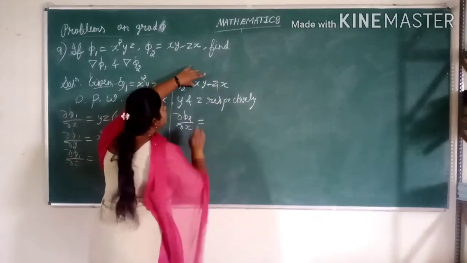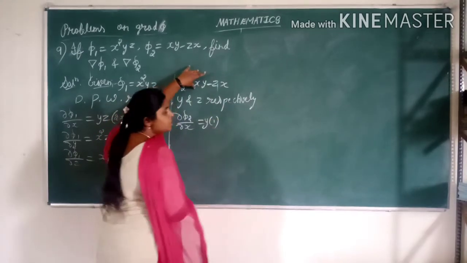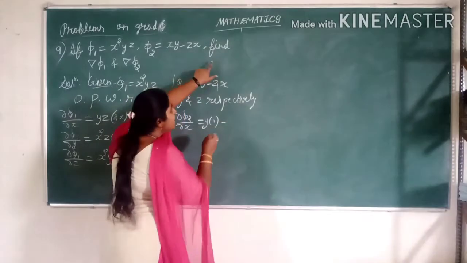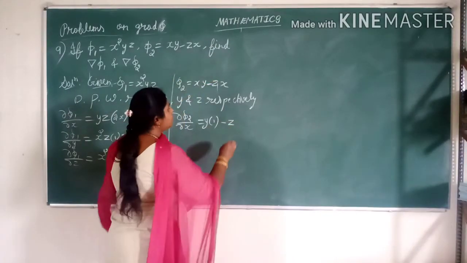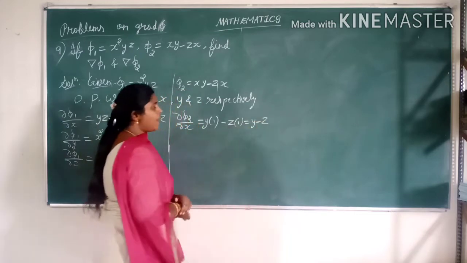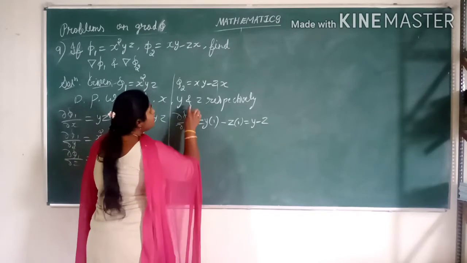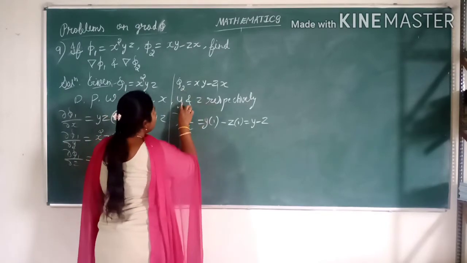In the first term, which one do you treat as a constant? y is a constant. The differentiation of x is 1. Minus, in the zx, which one is a constant? z is constant. The differentiation of x is 1. y into 1 is y. Minus z into 1 is z. Clear? Again differentiate the function phi2 partially with respect to y.